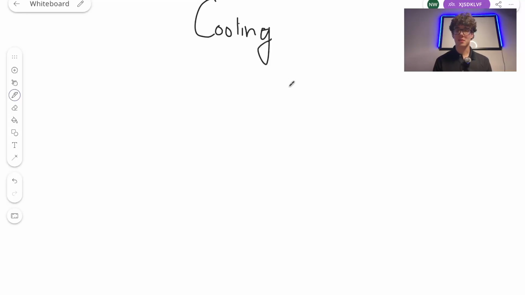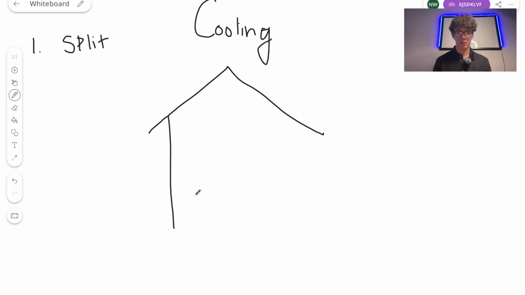Alright guys, so first we're going to start with the different types of cooling systems. The first one is going to be split air conditioning. This is your typical residential cooling system. You're going to see this the most in the field.